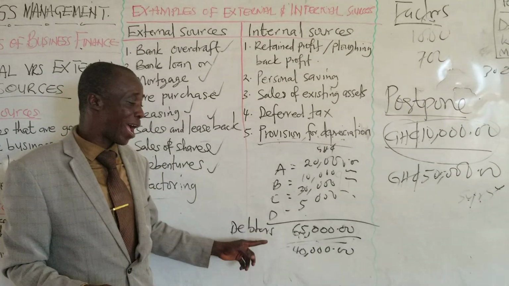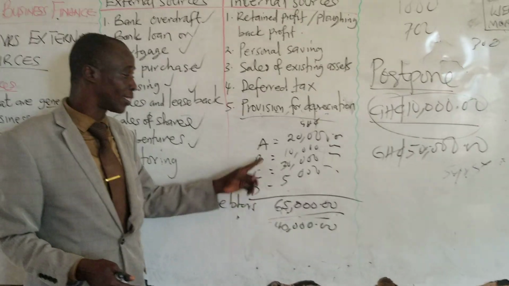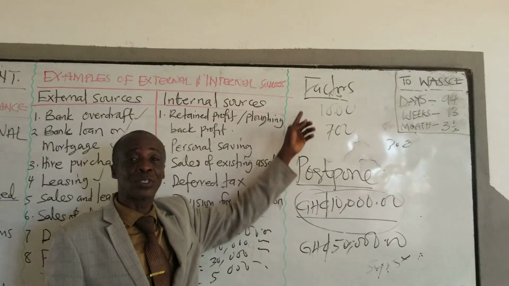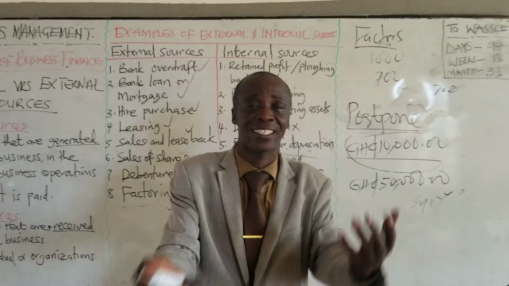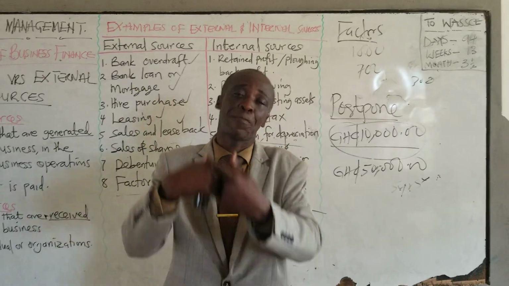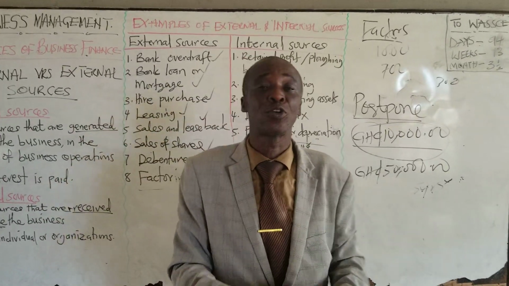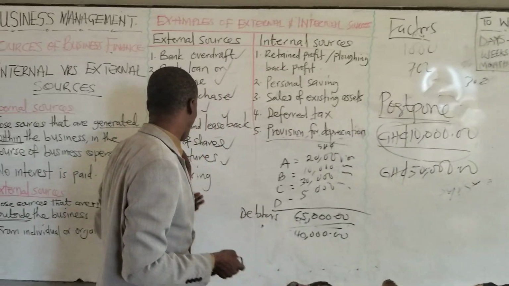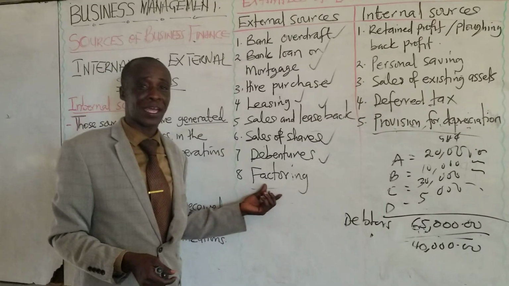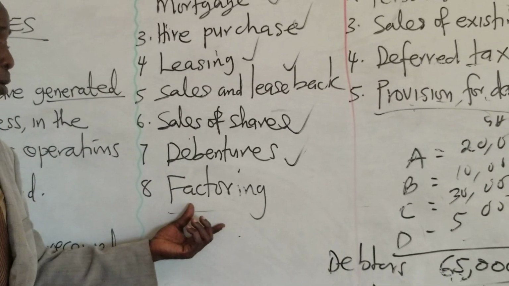Now, you say, why was it that the company was not able to take it? These are the factor, that is their special area. They have specialized in collecting debt, and they'll be able to collect it better than you can do, because that is their work. So that is what we call factoring. Take note of that.